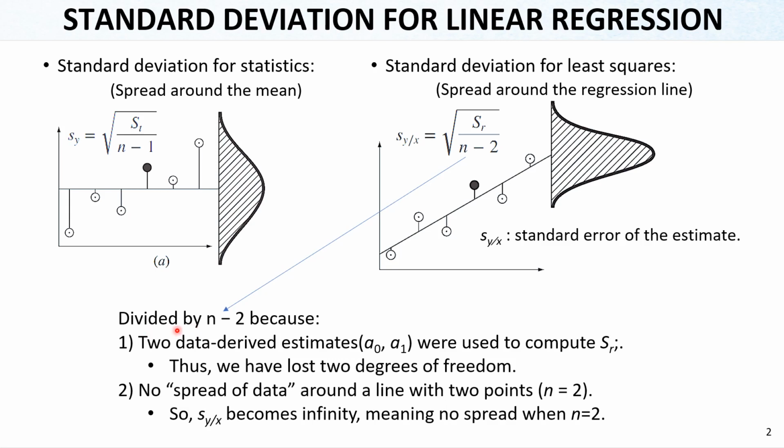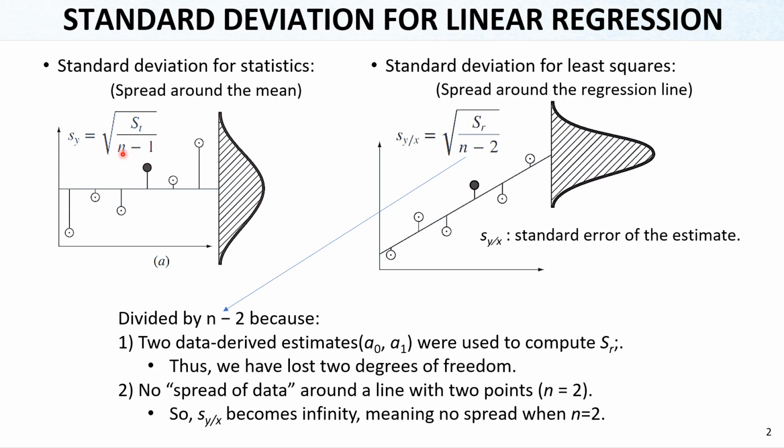So we divide it by n-2 because two data-derived estimates, A0 and A1, were used to compute SR. Thus we have lost 2 degrees of freedom. Also, if you remember, in the standard deviation in statistics, for one data point there was no standard deviation because it's just one data point, there is no spread. That's why we wanted the standard deviation to be indefinite. And if we use n-1, this becomes 1 minus 1, which is 0.